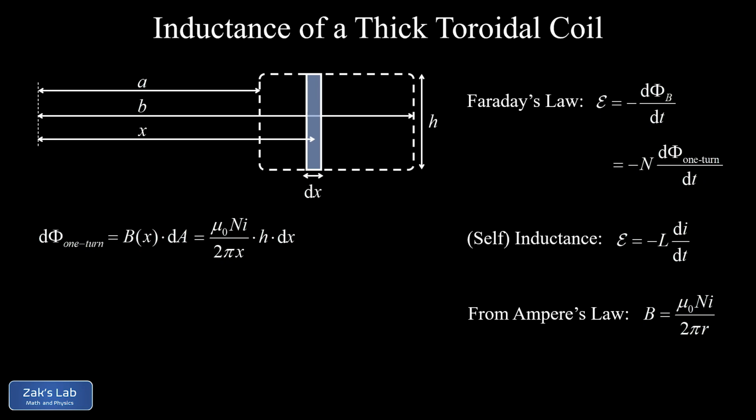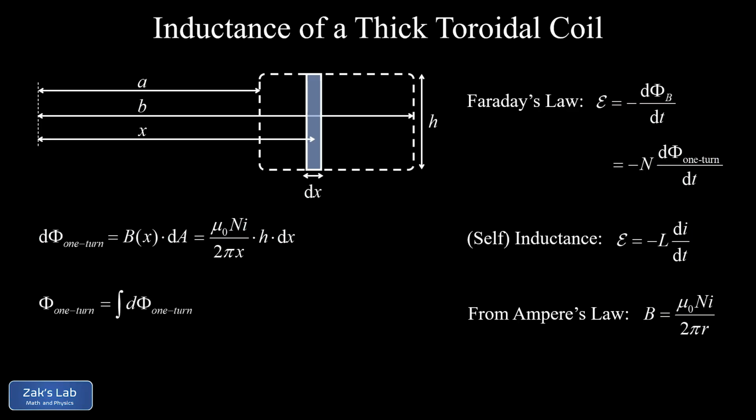Remember that big N is the total number of turns in the toroidal coil. So that's just our magnetic field from our previous Ampere's law result. And then for dA, this little rectangle just has an area of width times height, so that's going to be h dx.